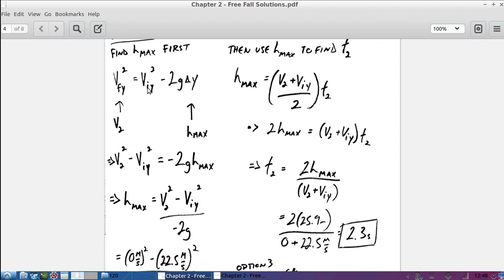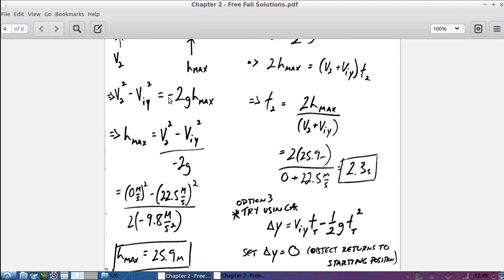So subtract V initial y squared from both sides. This negative sign survives. Don't forget when you're using this equation, those squareds tend to disappear sometimes, so make sure you keep track of them. The negative sign stays over here. I replace delta y with H max, that's what I'm looking for. Divide both sides by negative 2g to get H max by itself. Okay, so I get this nice expression for H max.